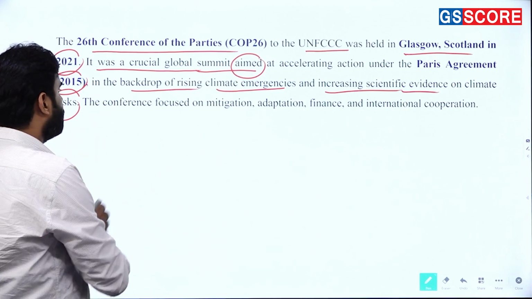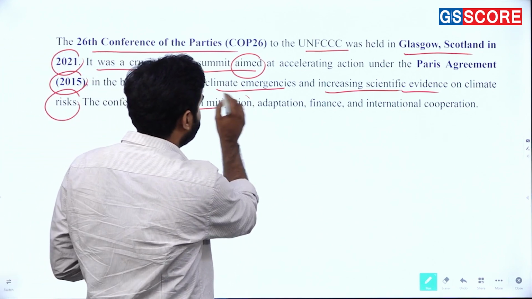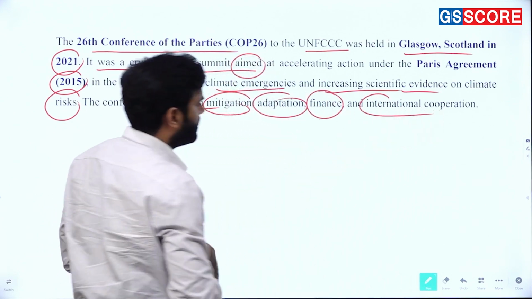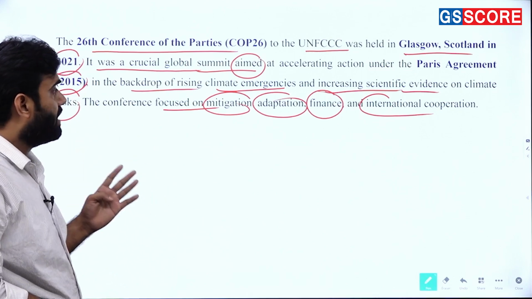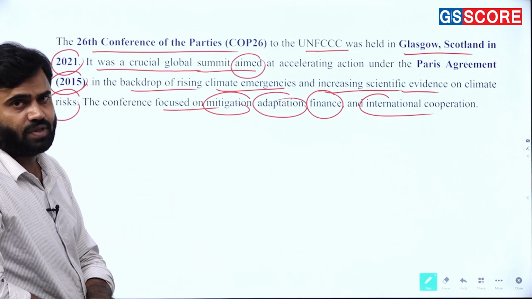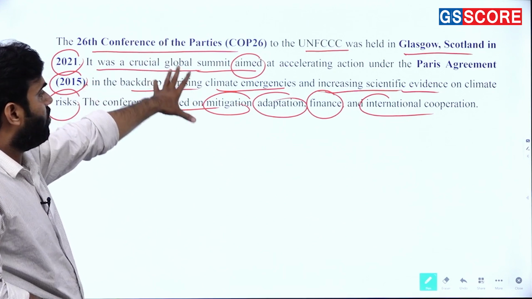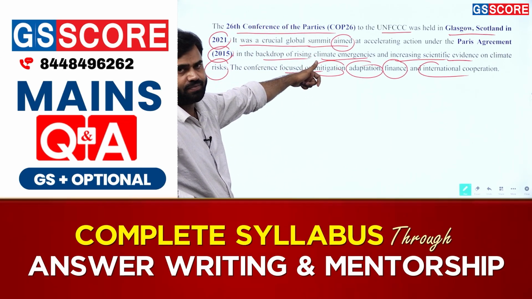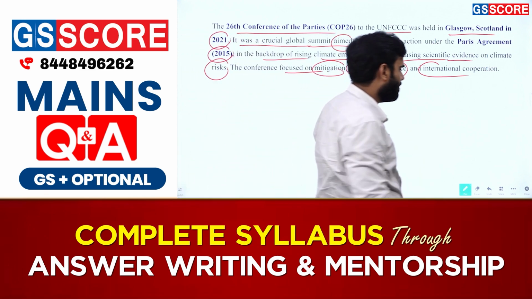Okay? In the fourth line, the conference focused on mitigation, adaptation, finance, and international cooperation. I mentioned four important words in my introduction. So basically, the four-line introduction is justifying the answer. And now you can move toward the main body.